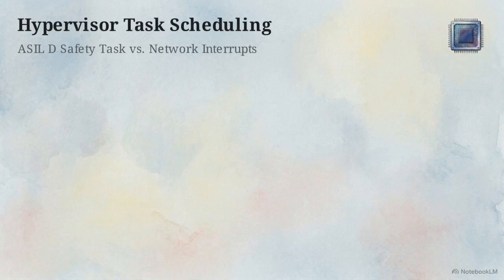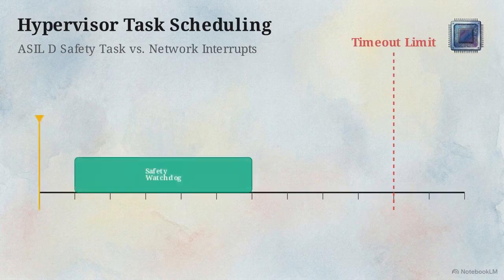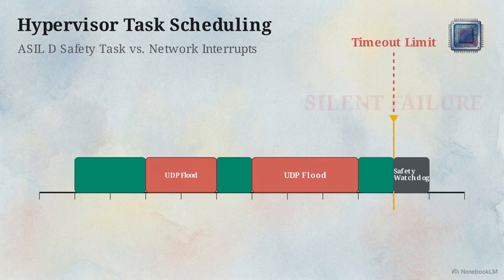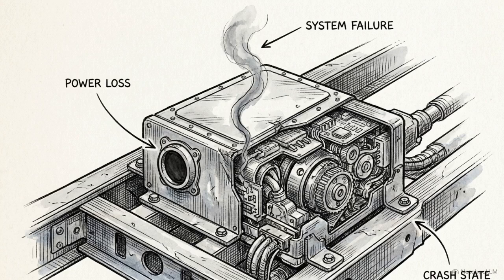This timeline chart maps task execution within the hypervisor. The CPU starvation initiated minutes ago by the cyber UDP flood continually pushes the safety watchdog task backward. Deprived of compute cycles, it crosses the red timeout limit line before it can execute its checks. The result is a silent failure. The safety mechanism crashes and powers down without ever sending an alert to the rest of the vehicle.